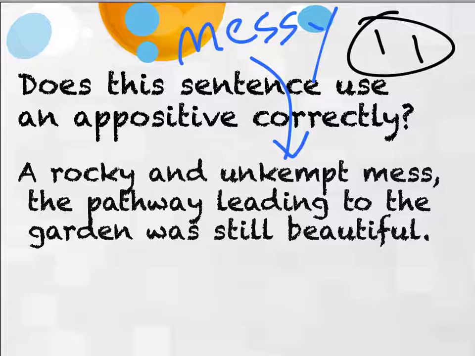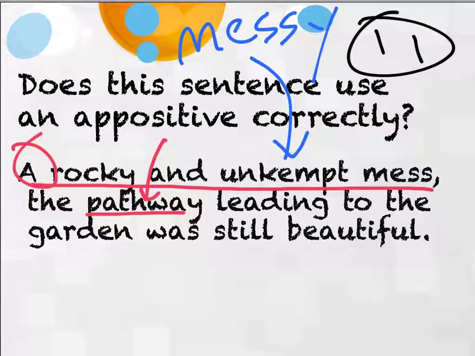First, it gives us more information, a rocky and unkempt mess, gives us more information about the noun pathway. Good, we're good with rule number 1. Rule number 2, it starts with a. Rule number 3, followed by a comma. Rule number 4, you can cross it out and the sentence still makes sense. The pathway leading to the garden was still beautiful.